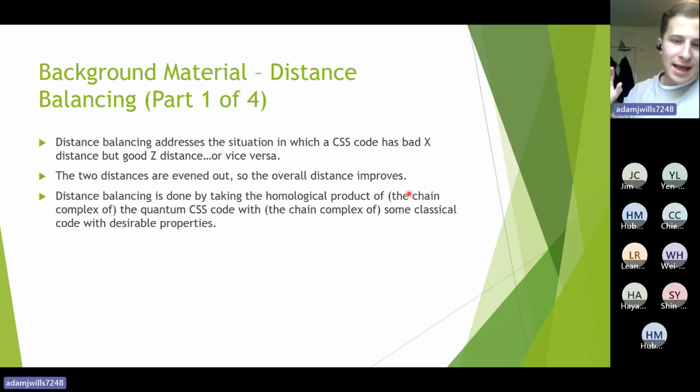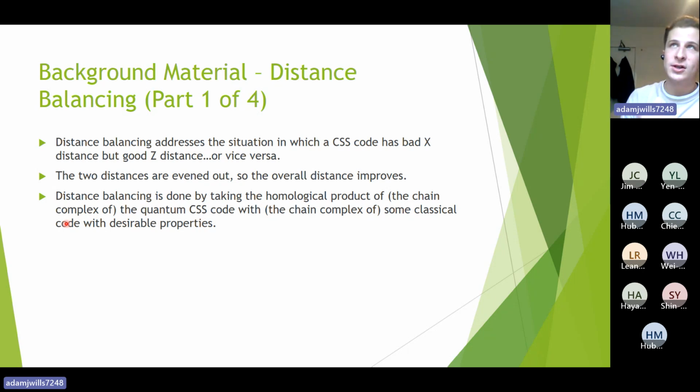I'm going to talk in a second in quite painful detail about how distance balancing is done. But let's just start by saying that it uses a homological product construction. This is why, in this talk at least, we're writing quantum CSS codes in terms of chain complexes: so we can take the homological product, which is an operation from algebraic topology, which I'll go on to talk about. What we're going to be taking the homological product of is the chain complex of the quantum CSS code that we want to distance balance, with the chain complex of some classical code that we're going to be using to do the distance balancing.